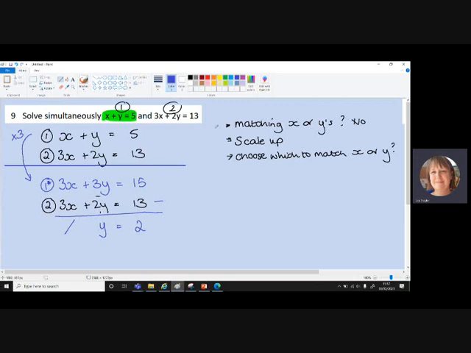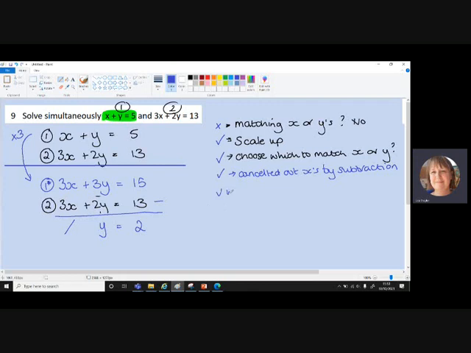So to just go through here, we didn't have matching x's and y's, we scaled up, we chose to match with the x's, and then we cancelled out the x's by subtraction. So let's just clarify what we just did. Okay, we subtracted it because they were both positive numbers. If you have a negative number in there and a positive, you may well have had to add them together to cancel them out, but this time we cancelled by subtraction.